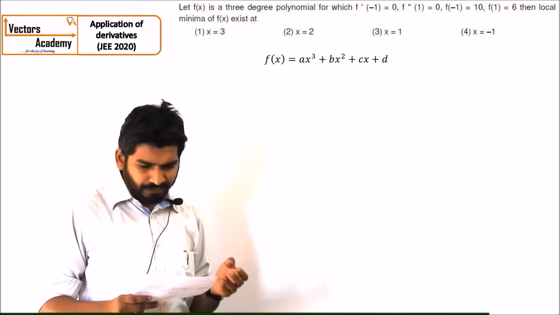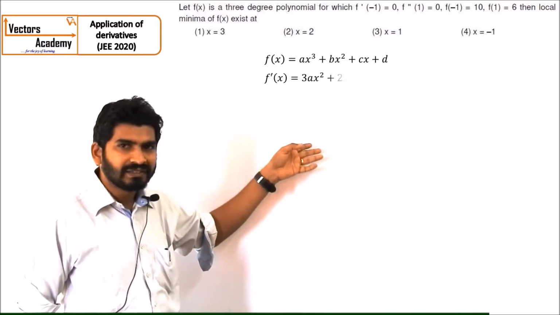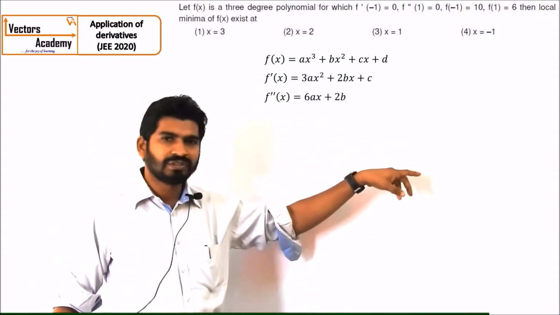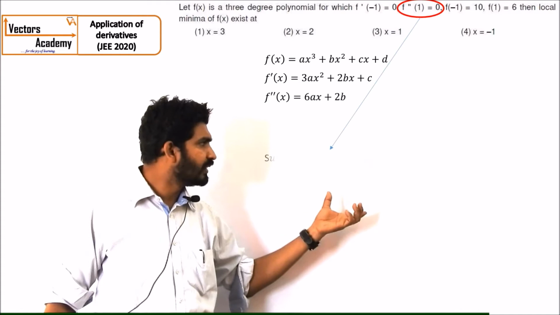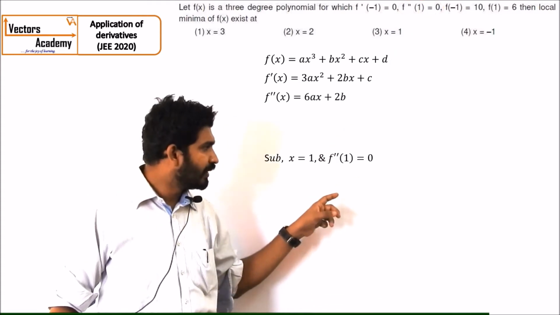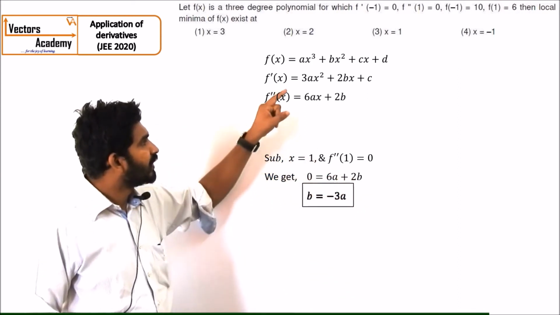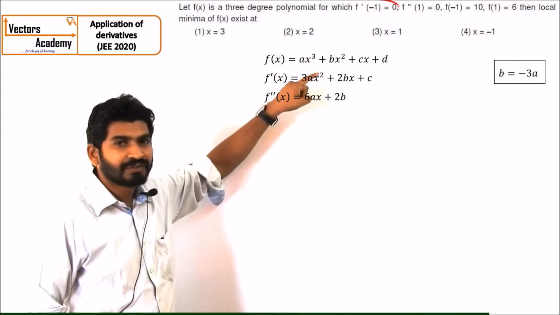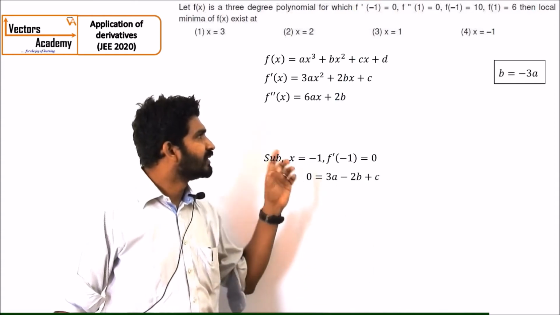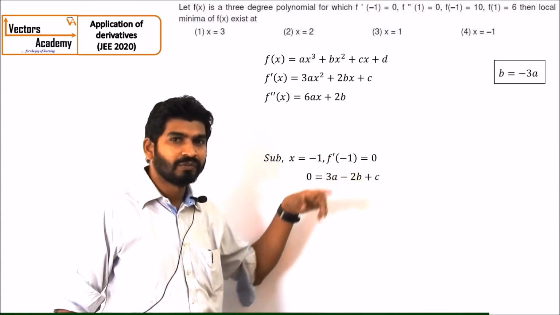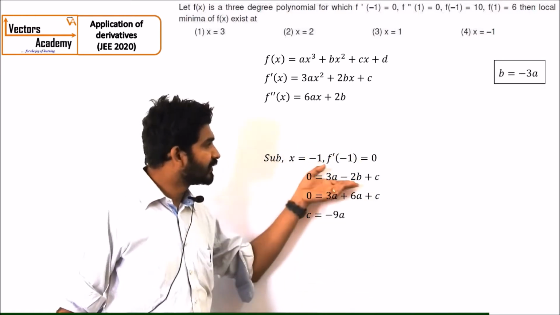Now first of all, we have the second derivative at 1 equal to 0. So we'll differentiate it twice, substitute x equal to 1 and equate it to 0. By doing this, I get a relation between b and a. I get b is equal to minus 3a. So this is one of the relations which we have got. Next, the first derivative. In the first derivative, I have to substitute x equal to minus 1 and equate it to 0. The value of b is already known, that is minus 3a, and I'll get the value of c as minus 9a.